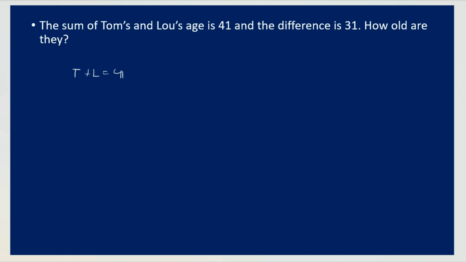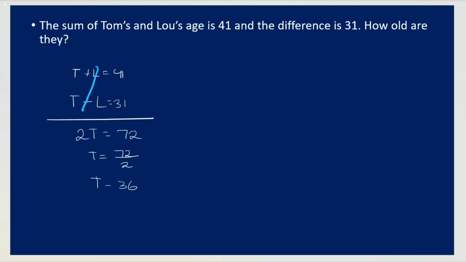And now here the difference is 31. So we can say T minus L equals 31. Okay. So now here it says positive L and negative L. So when we get the same number or variable but they're opposites, they're going to cancel out to 0. But now here this is going to get 2t equals 72. So now t equals 72 over 2. So t is going to equal 36.